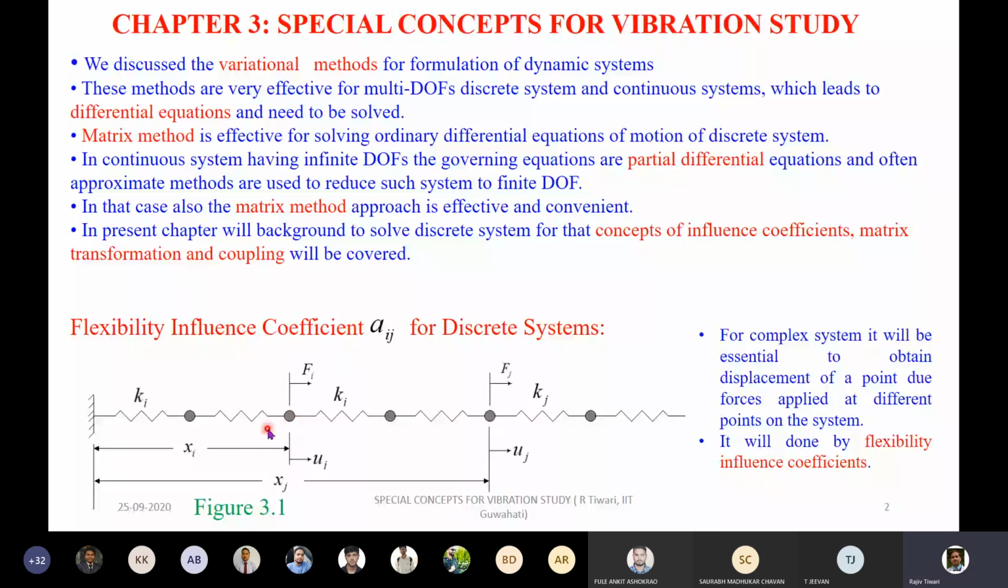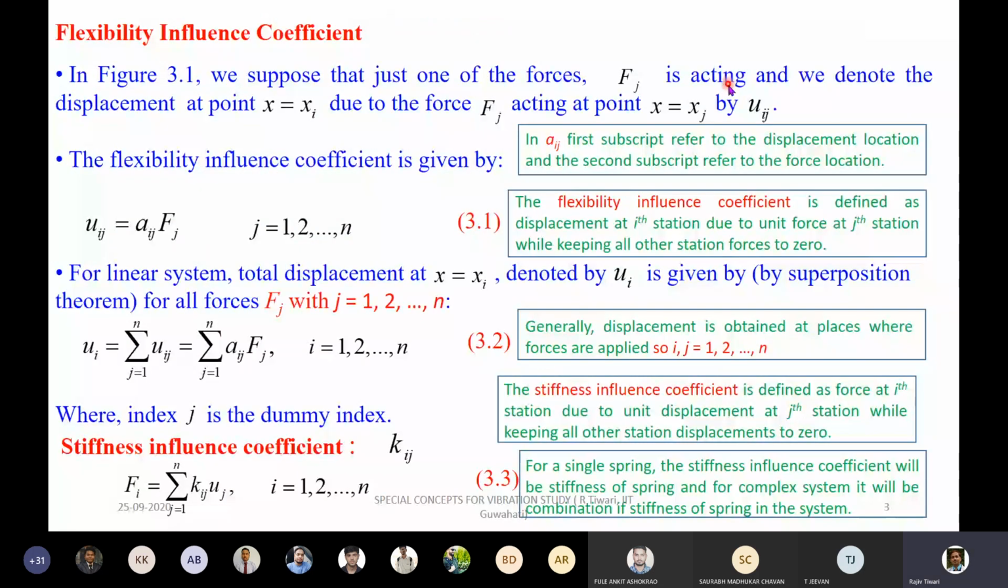Obviously, there will be some relationship between these stiffnesses, which will give us the relationship between the force applied at the jth location and the displacement at the ith location. So let us take the particular case in which we are applying only the Fj force at the jth location, and that particular displacement we are saying at the ith location is uij.